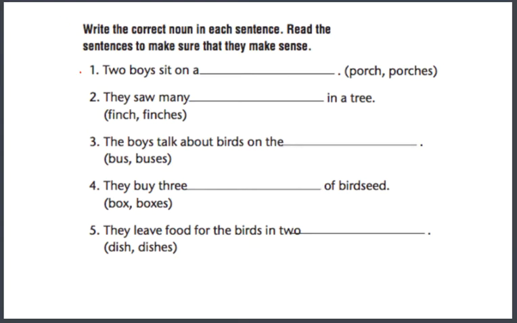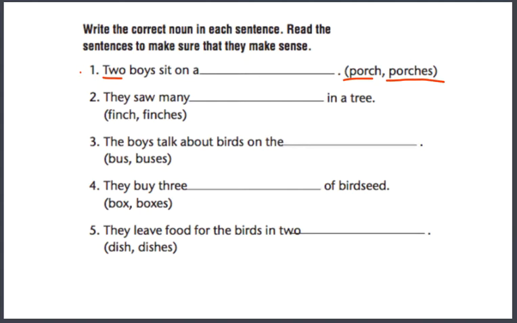Number 1. 2 boys sit on a porch. Porches. So what we have to remember is that our thinking question is, we're reading it to understand if it makes sense. 2 boys sit on a porch. 2 boys sit on a porches. Which one makes sense?